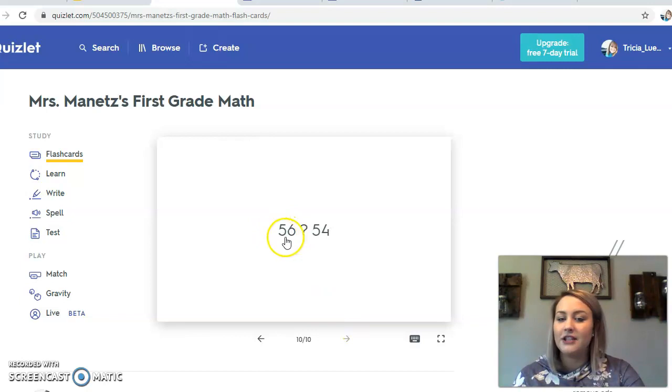Okay, so just your tens, they're the same. Move to your ones places. 6 or 4. The 6 is bigger, so the alligator's going to eat the 6.